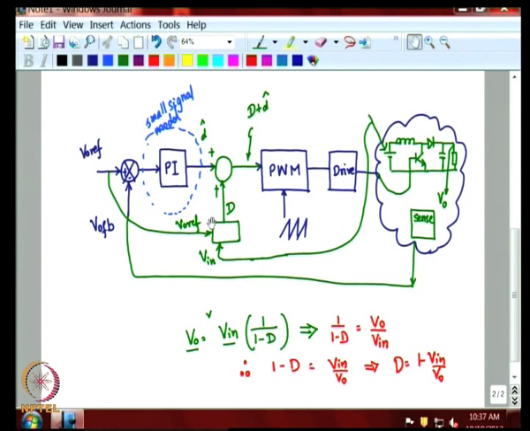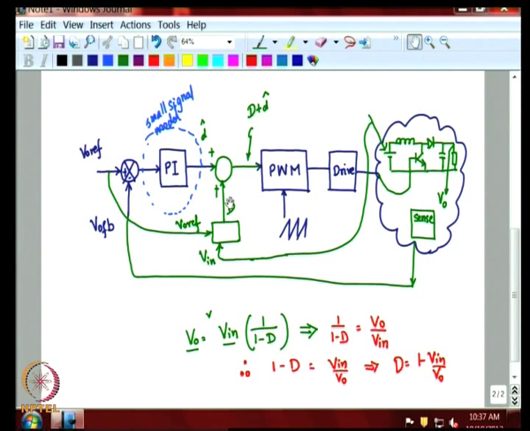So, this modification has to be done in all switched mode converters, where you design the controller based on the small signal model, because this is supposed to only handle small signal deviations in the neighborhood of the steady operating point.